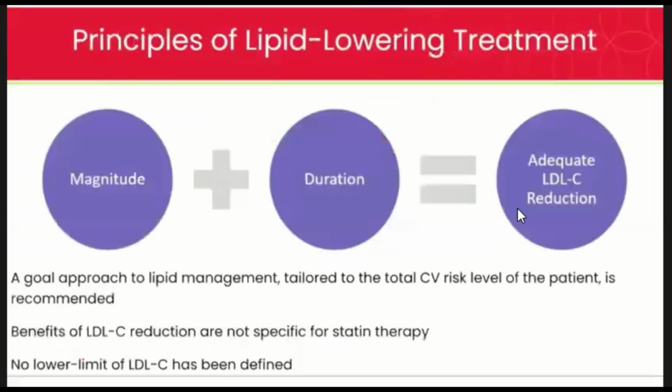The principle is, as I said, you have to identify the magnitude and the duration of the problem, and cause adequate LDL reduction. That is the important thing. The goal approach to LDL management is total CV risk reduction. The benefit of LDL reduction is not specific to statin therapy. No lower limit of LDL is defined now. Lower the better. One important point of this lecture is that there is no lower limit for LDL now. Don't stop your statins when the patient reaches the target level. You have to continue statin therapy. That is the other important message of this lecture.